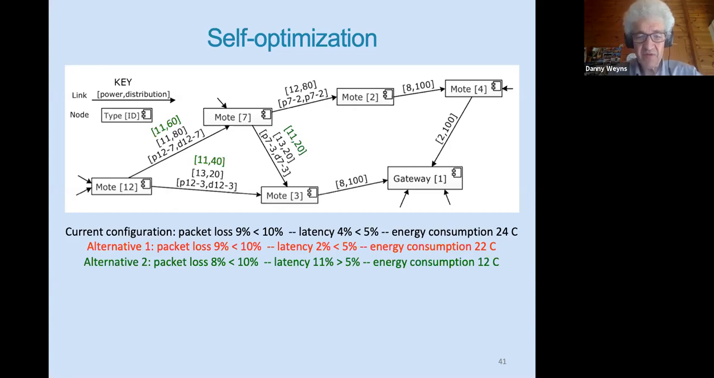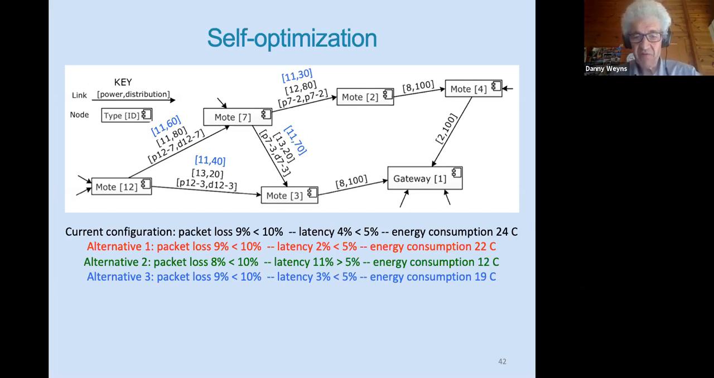We might look at other configurations where the packet loss is further improved, but latency is less good, so this time above the threshold. This has a very good energy consumption, but we violate one requirement. We might look at yet another alternative. And at the end, we might look at a set of alternatives and see if there is any opportunity to switch from the current configuration to an alternative such that the goals are achieved and energy consumption is minimized. Actually, if we switch to alternative 3 in this simple toy example, that would be a better option. So the system will do that, and that way it will self-optimize.